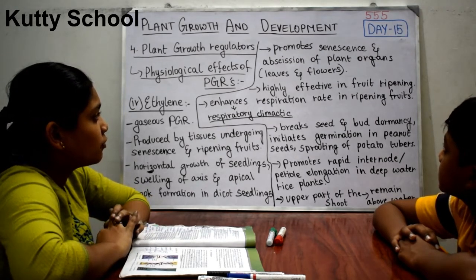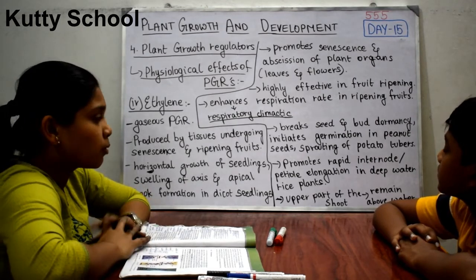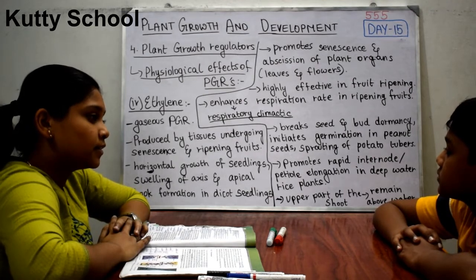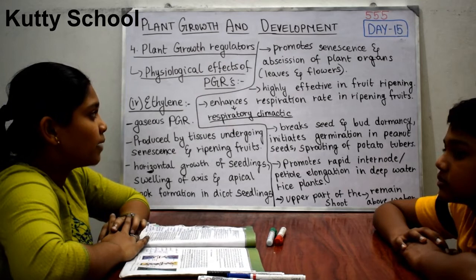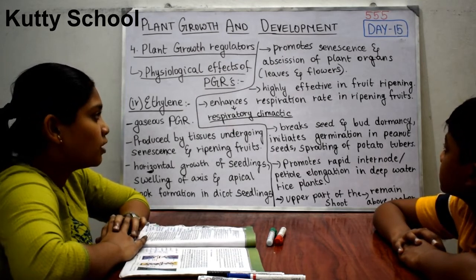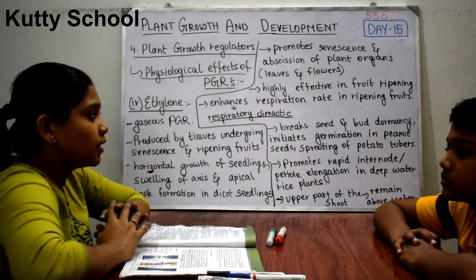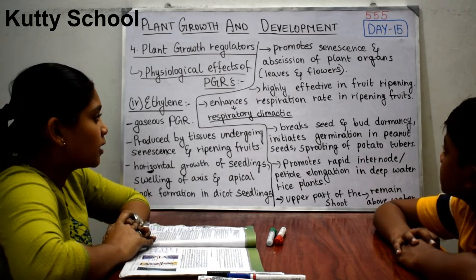And abscission of plant organs. Abscission is nothing but the shedding of plant organs. So this one promotes it, whereas cytokinins and gibberellins delay senescence, but here it is promoting senescence. Abscission of plant organs like leaves and flowers and everything. So it is highly effective in fruit ripening. This ethylene is applied for the ripening of various fruits like bananas and everything.